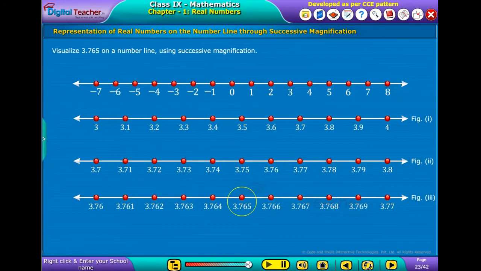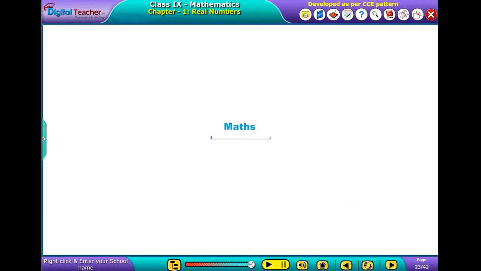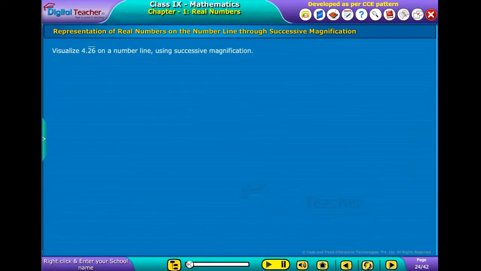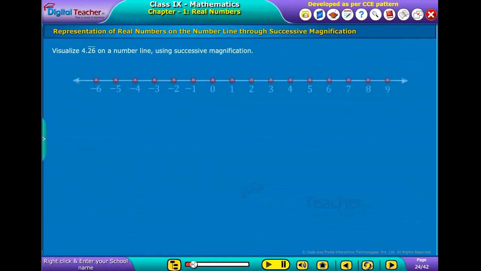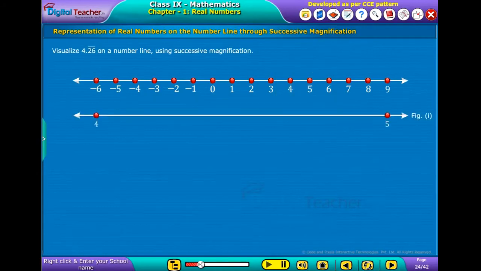Now, let us represent non-terminating recurring decimal on a number line. Visualize 4.26 bar on a number line using successive magnification. Here, the repeating decimal 4.26 lies between the interval 4 and 5. To have a rough idea for locating it on a number line, make 10 equal parts and mark them as 4.1, 4.2, and so on up to 5 as shown in figure 1.